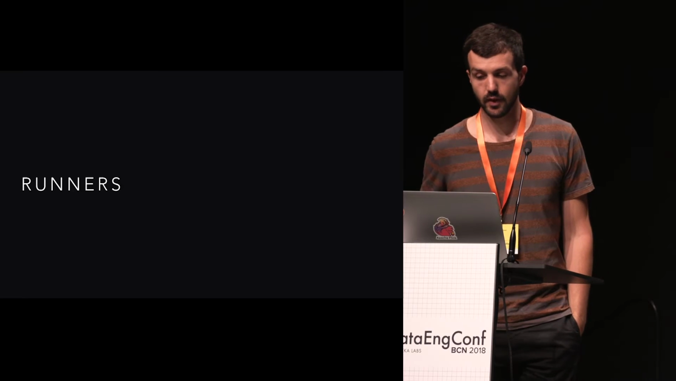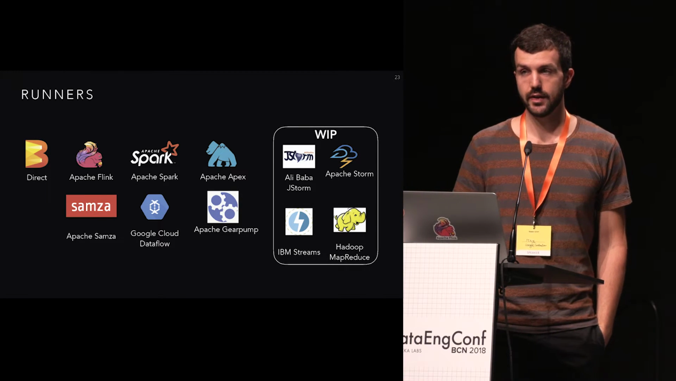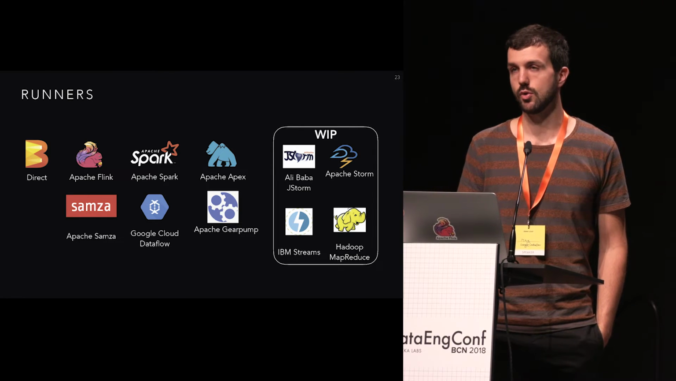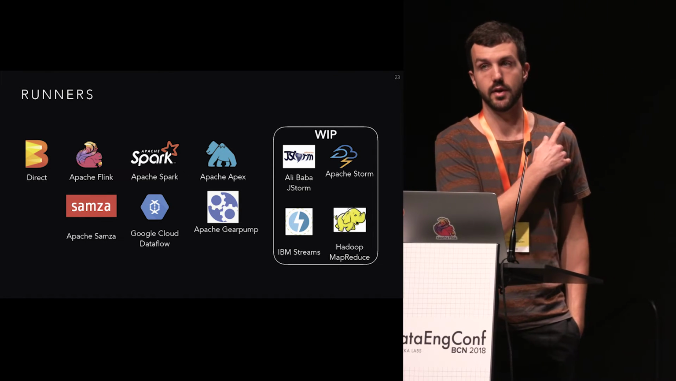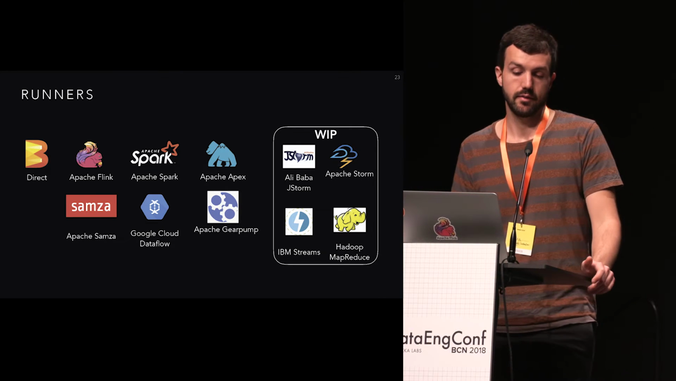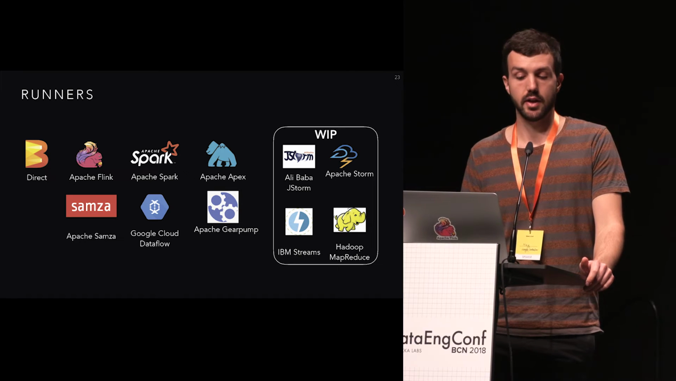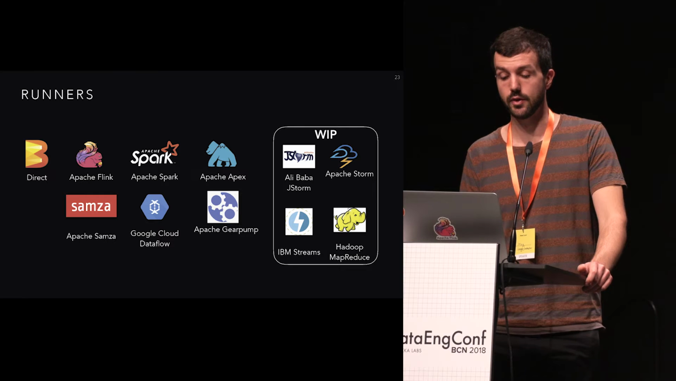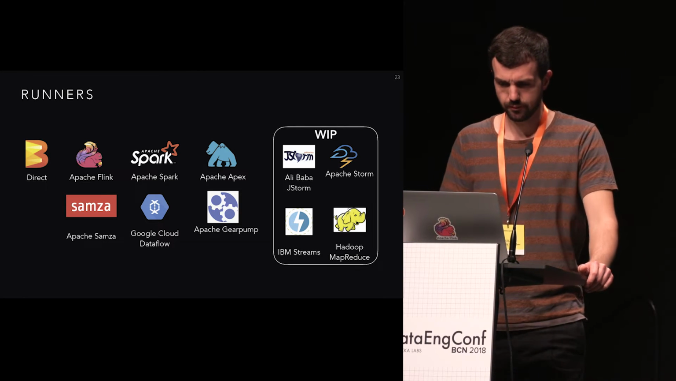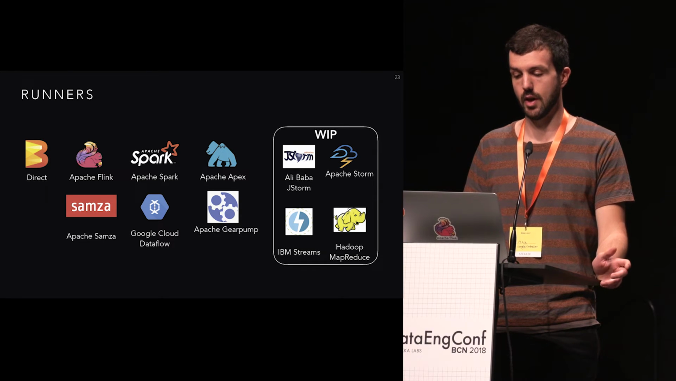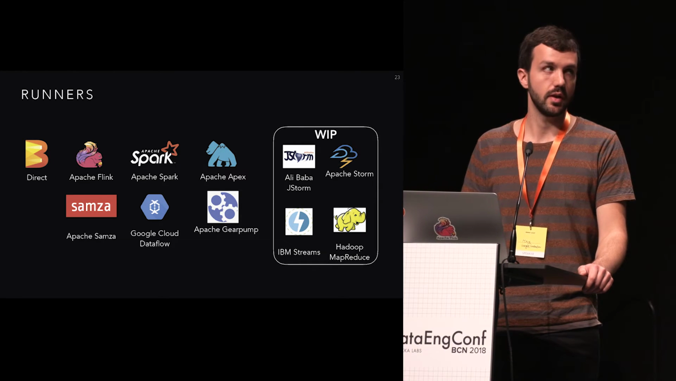So what runners are actually out there? There is a way to directly execute your pipeline for local testing. For that we have the direct runner. And then there's Apache Flink, Apache Spark, Samza, Apex, and you can also run on top of the Google Cloud. There are a bunch of others work in progress, and I hope we will even support more runners.